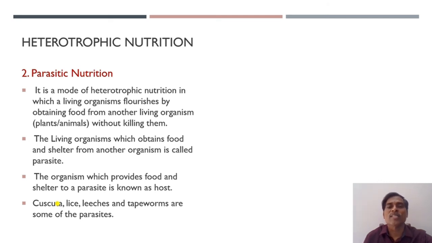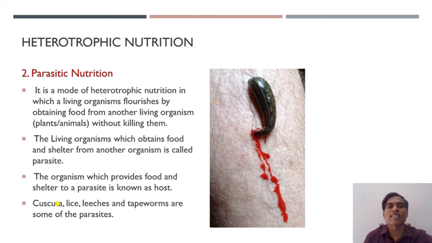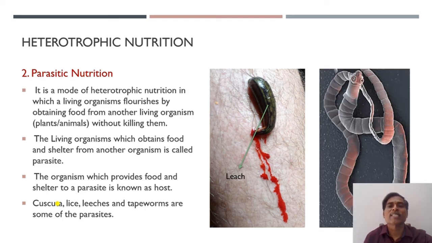Observe some images on the screen. This is the leech, which sucks blood from the human body. This is an external parasite. This is another image, known as Taenia solium or tapeworm, which lives inside the alimentary canal and absorbs the digested food substances from the alimentary canal. So these are the types of parasites and parasitic nutrition.